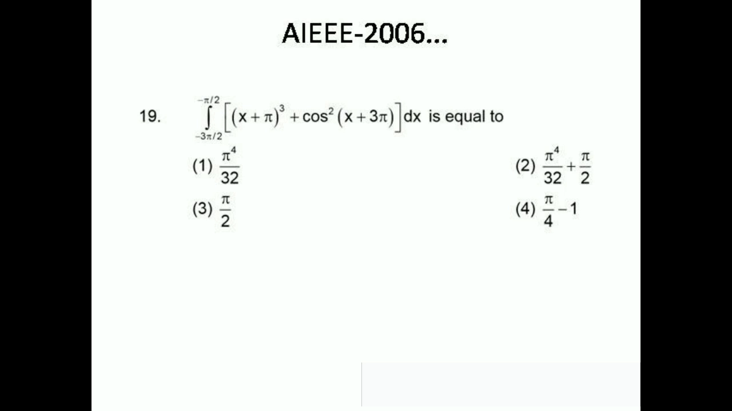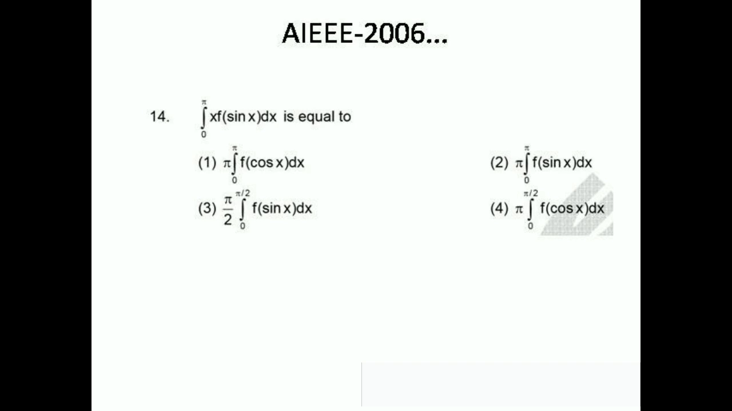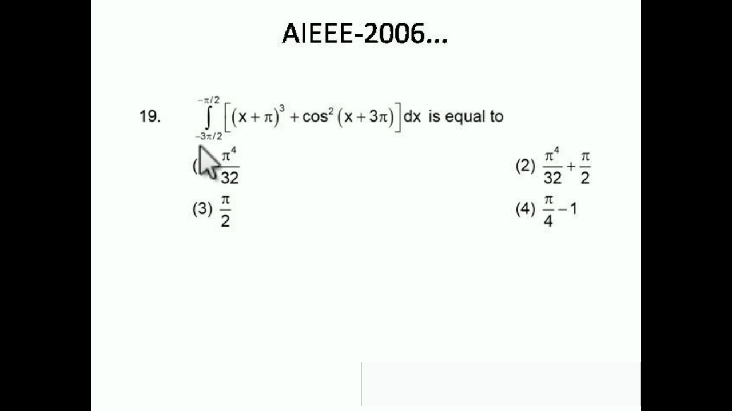One more integration sum. This is from definite integration, that one was from the indefinite, this is also from the definite integration. Okay, let's see this. Integration from minus 3 pi by 2 to minus pi by 2 of (x plus pi) whole cube plus cos square of (x plus 3 pi) dx. Now this is a pretty good sum, very good sum.